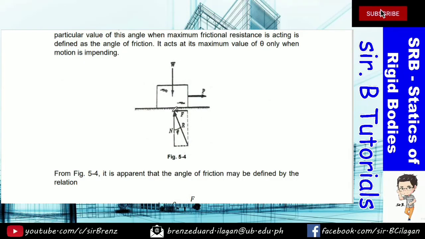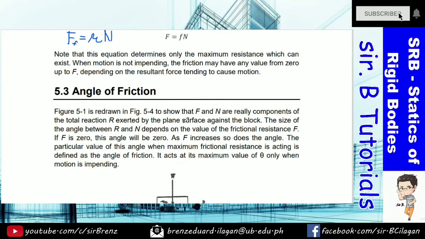So this N and F, or the frictional resistance and the normal force, is just the Y and the X component of the resultant R. So in short, your R is just equal to what? That is equal to the square root of F squared plus N squared. Okay? So they are just components of your resultant R, that N and F.